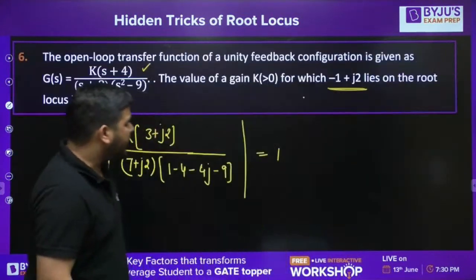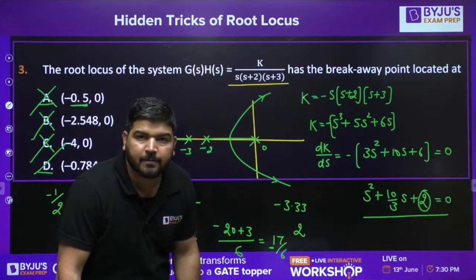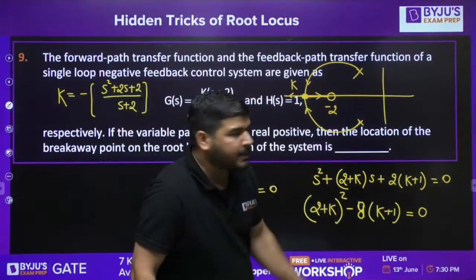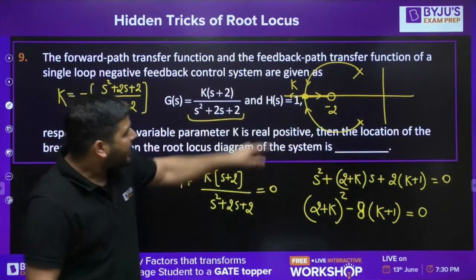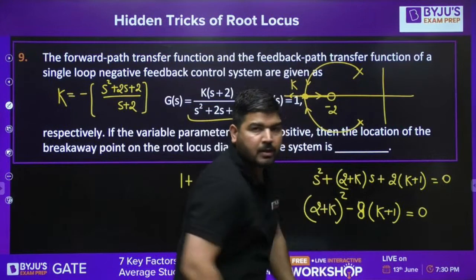If options are provided, using options, you will get the idea which option should be correct, which option is not correct. But if options are not given, you have to solve it completely, like this question. We know that at this k value, both the poles will be real and equal.